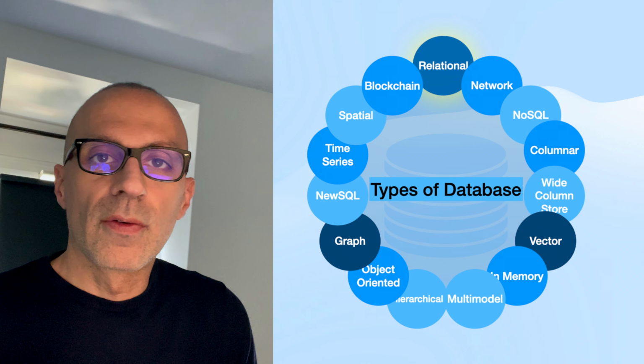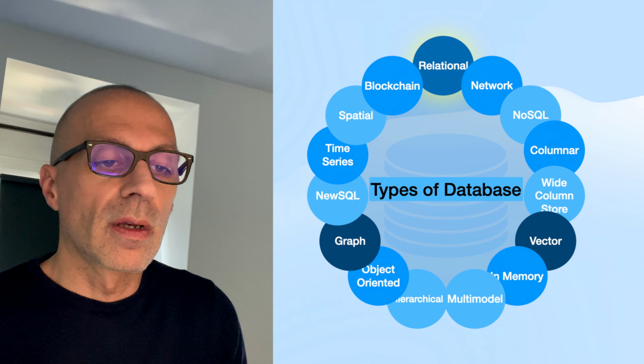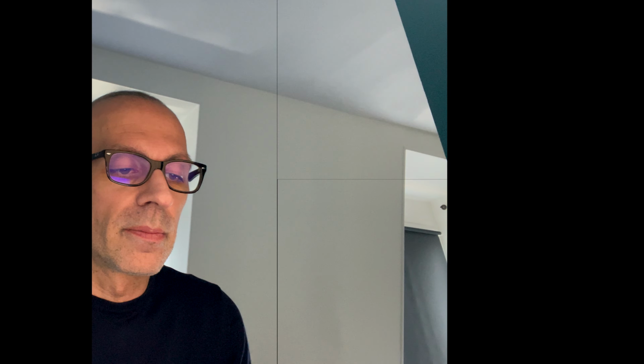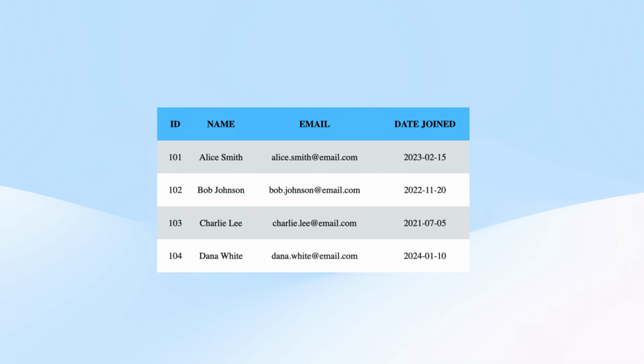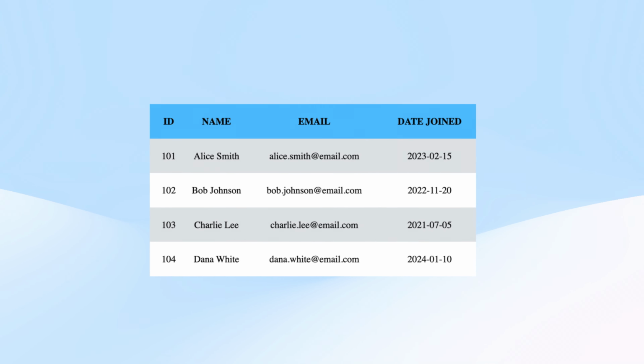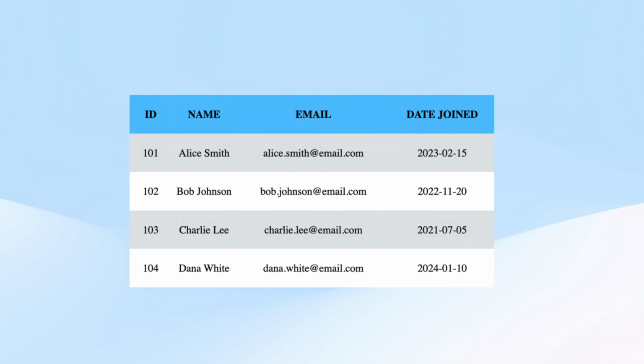First on the list are the relational databases, one of the most widely used database models in the world. So let's break it down. What exactly is a relational database? A relational database stores data in a structured format using tables with rows and columns. Each row represents a record and each column represents a specific attribute of that record. A simple table example could be a user table with columns for ID, name, email, and date joined.